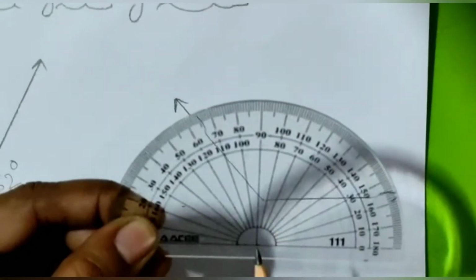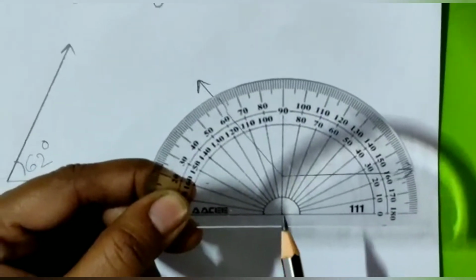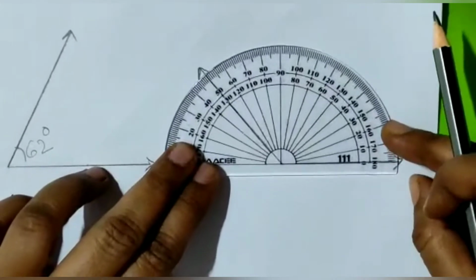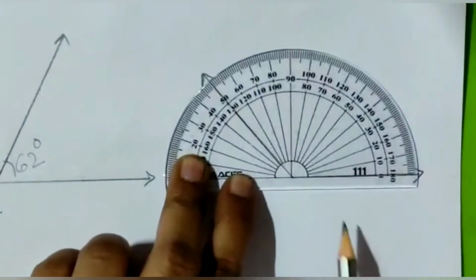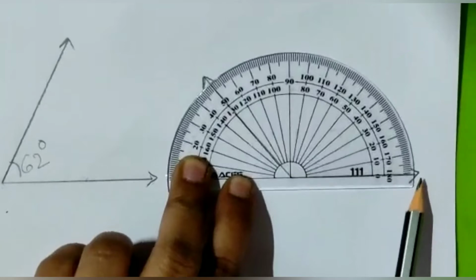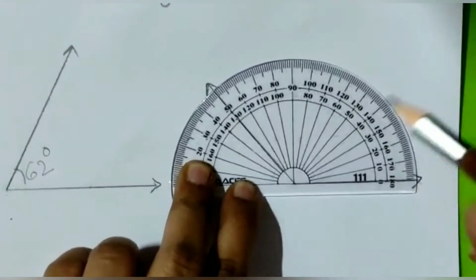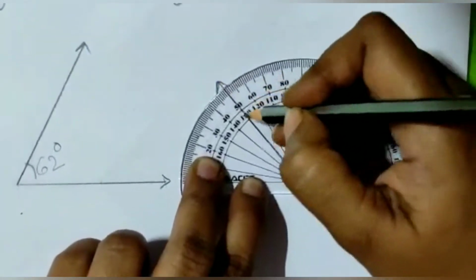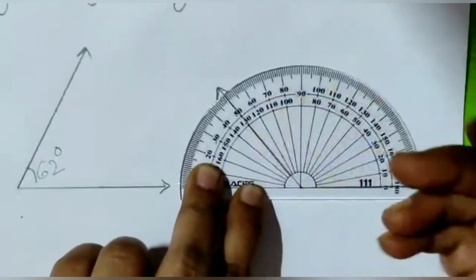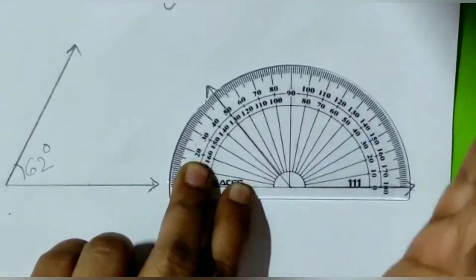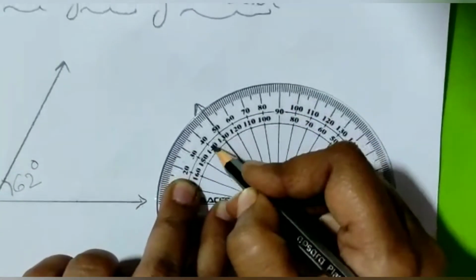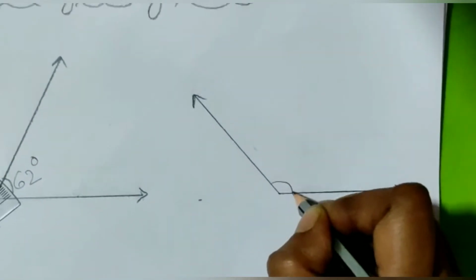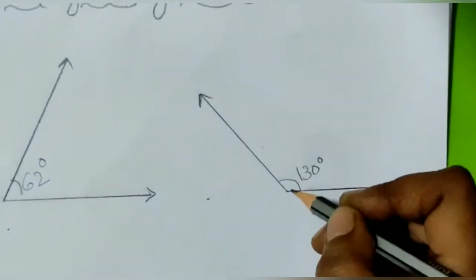Now let us measure this angle. The center of the protractor and the vertex of the required measuring angle must coincide, and the baseline and base arm must coincide. Now along with the second arm, check it. Here we need to check the inside angle. When we are measuring from the right side, we need to check the inside angle. So what is the angle here? This is 130. The angle here is 130 degrees.